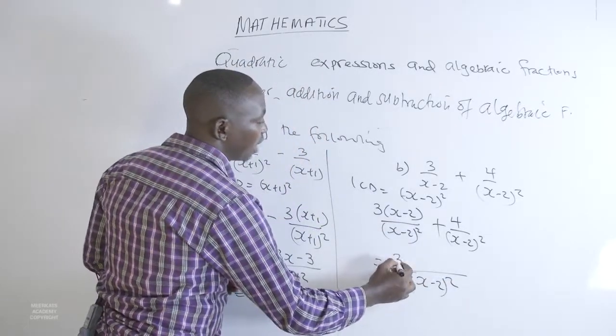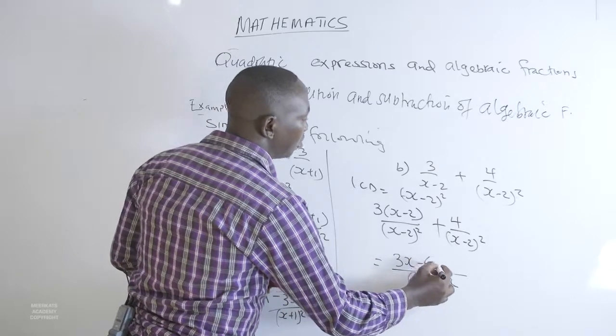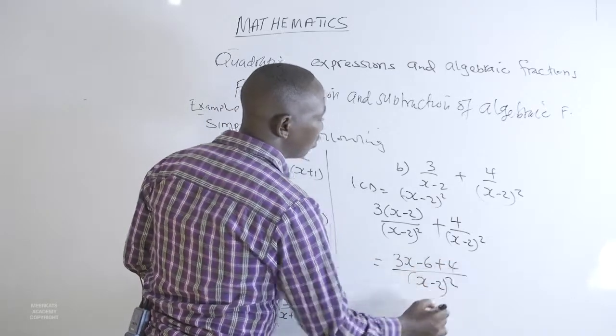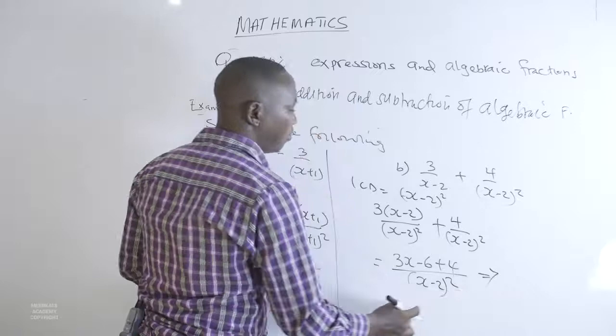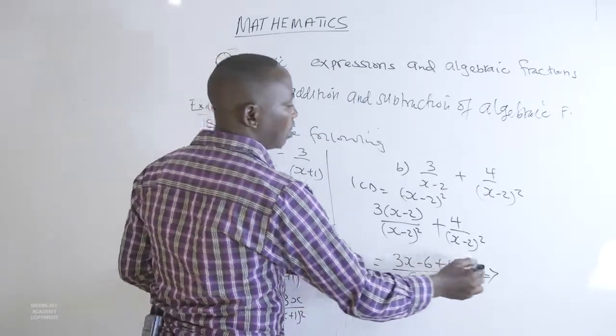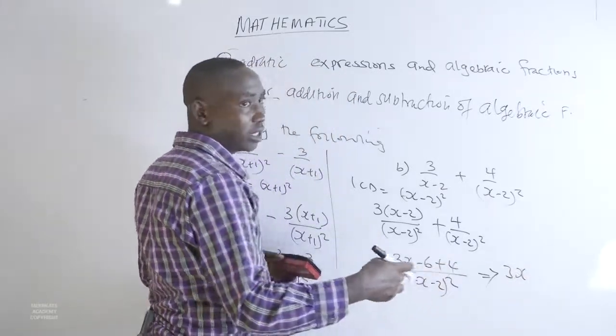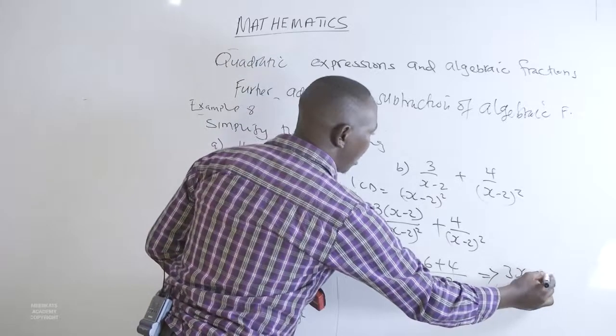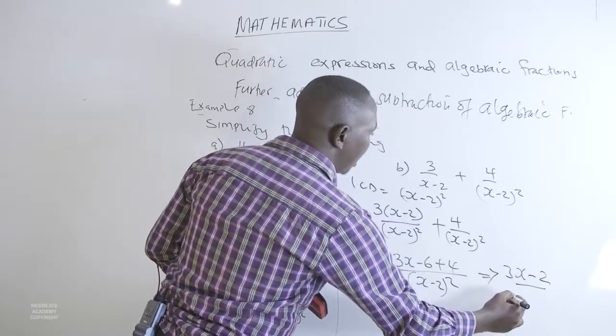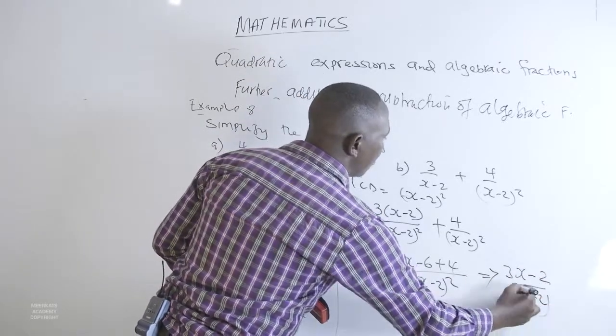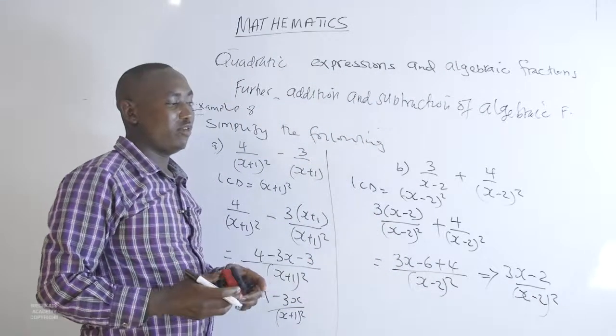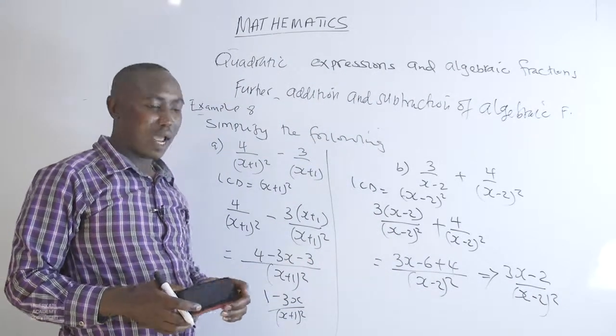We open up the bracket. This will be 3x, subtract 6 plus 4. So this will give us 3x minus 6 plus 4. This will be 3x minus 2 divided by x minus 2, the whole of it squared.